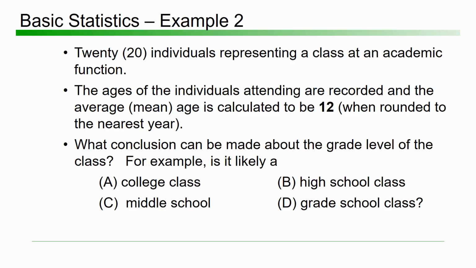Now what about in the case of the same number, 20 people, but a different 20 people. And this time when we calculate the mean age, it's 12 when rounded to the nearest year. So in this case, is that a college class, high school class, middle school, or grade school? Okay, so let's actually look at the data just to analyze what's going on here.